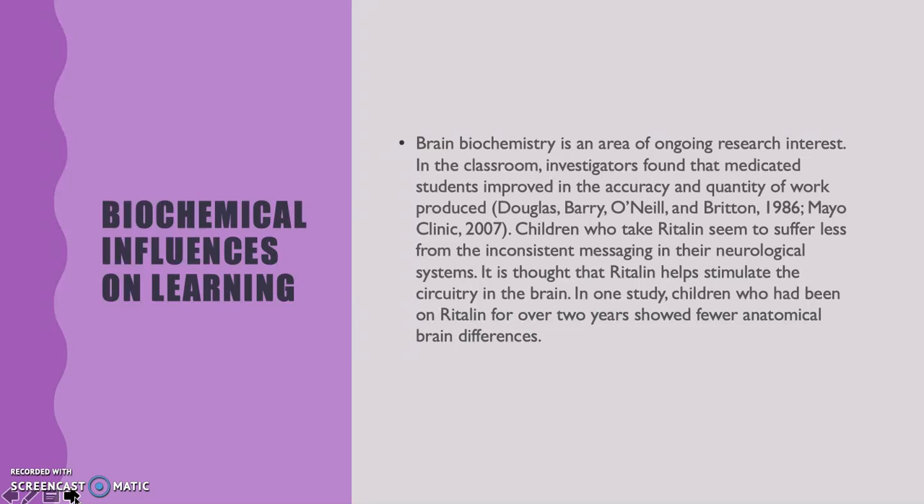Brain biochemistry is an area of ongoing research interest. In the classroom, investigators found that medicated students improved in the accuracy and quantity of work produced. Children who take Ritalin seem to suffer less from the inconsistent messaging in their neurological systems. It is thought that Ritalin helps stimulate the circulatory system in the brain.